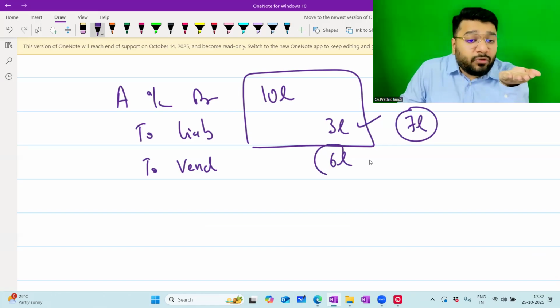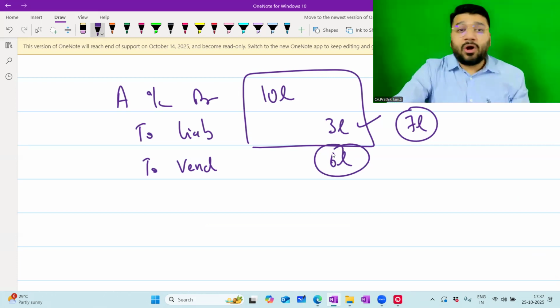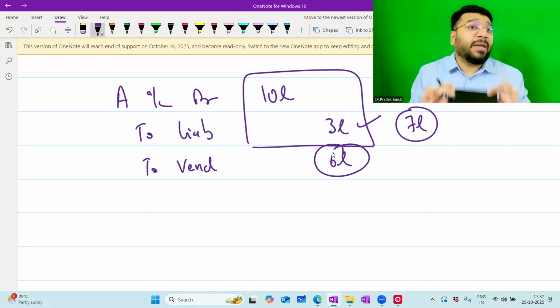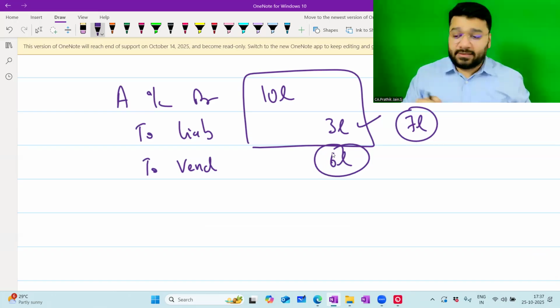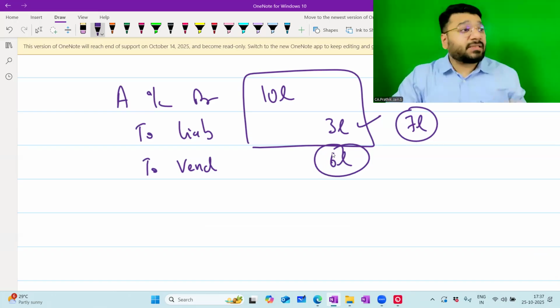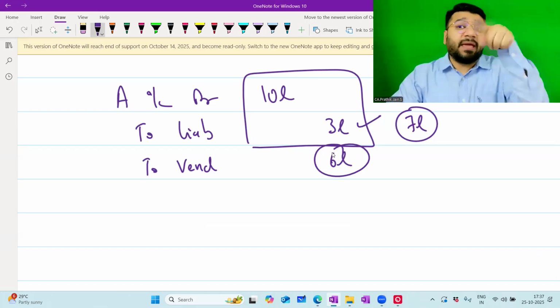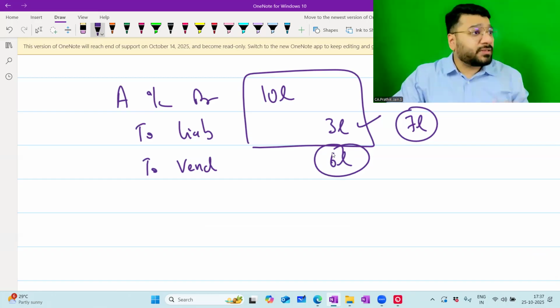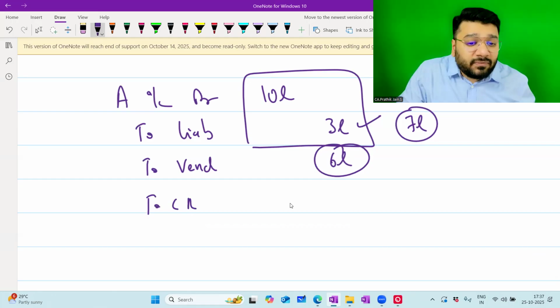But how much are you paying to vendor? 6 lakh. So which means I got this item for 7 lakh, but I'm paying only 6 lakh. Am I paying more or less? Less. How much less? 1 lakh less. That money which I'm paying 1 lakh less is profit or loss? It is profit. That profit is transferred to capital reserve 1 lakh.